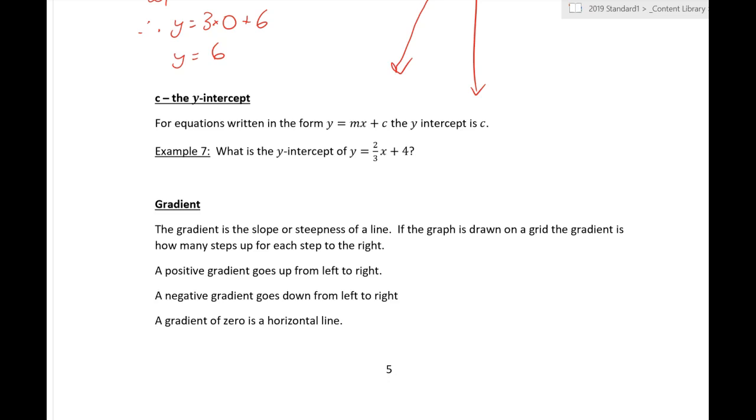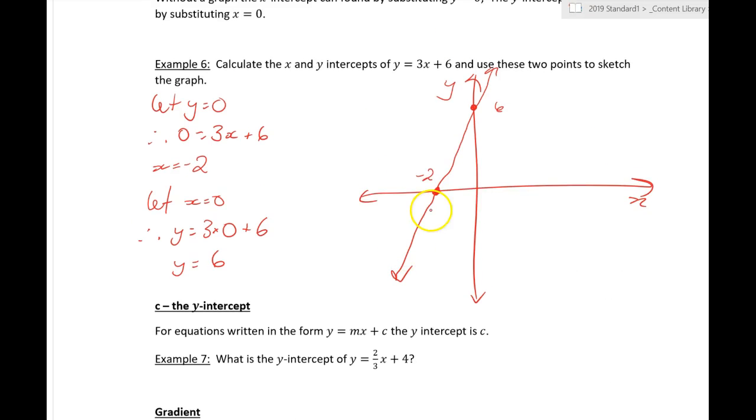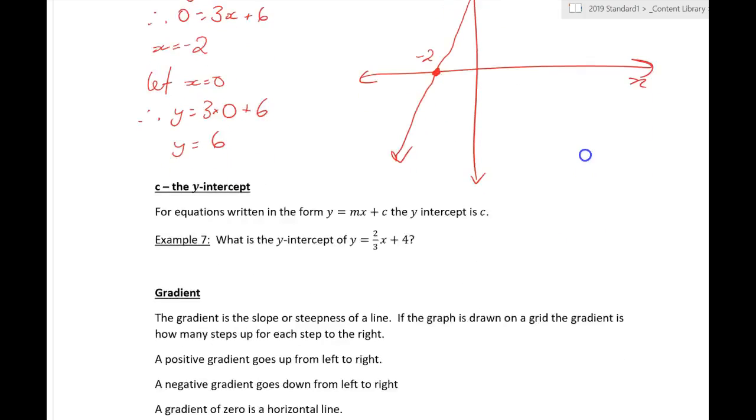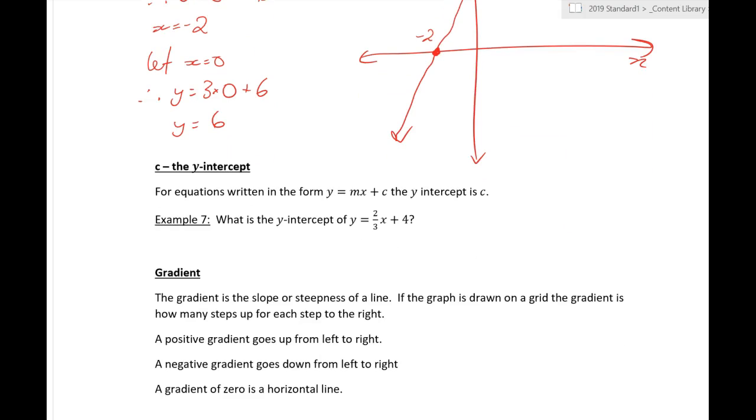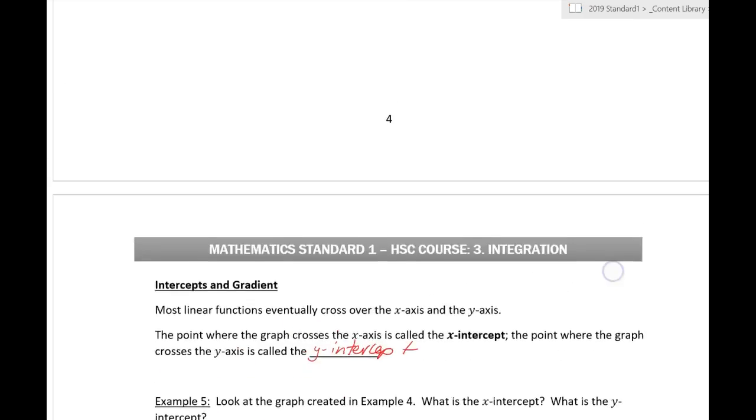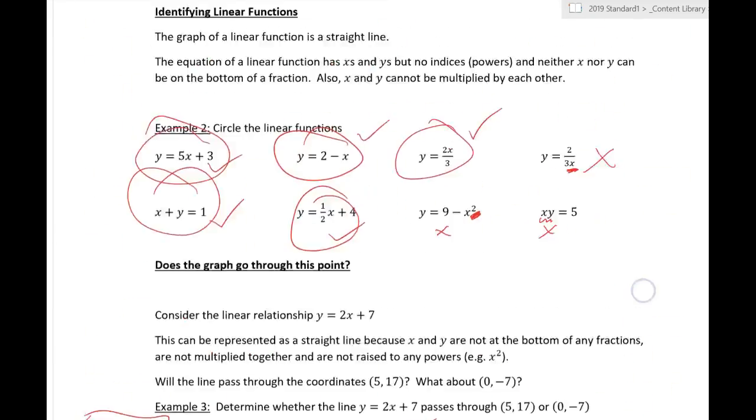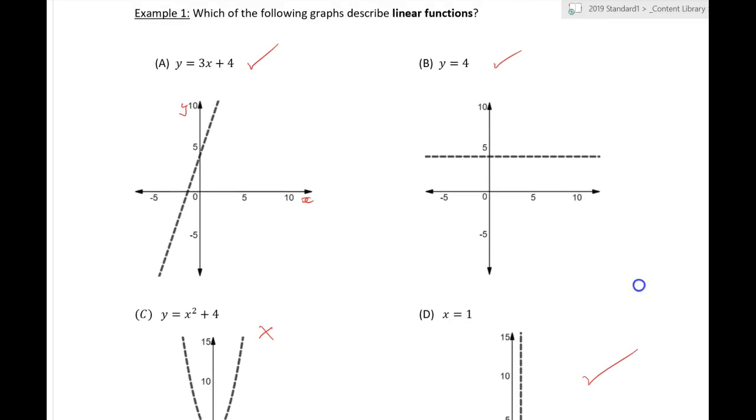It's the steepness or the slope. A line that is going up from left to right, like this one here, has a positive gradient. Imagine you were walking along this line from left to right, you're walking uphill. It's a positive gradient. Down from left to right, it's a negative gradient. That means when you go along from left to right, it goes down, it's a negative gradient. A horizontal line, like one of the ones we had back here near the beginning, has a gradient of 0. It's not going up or down.